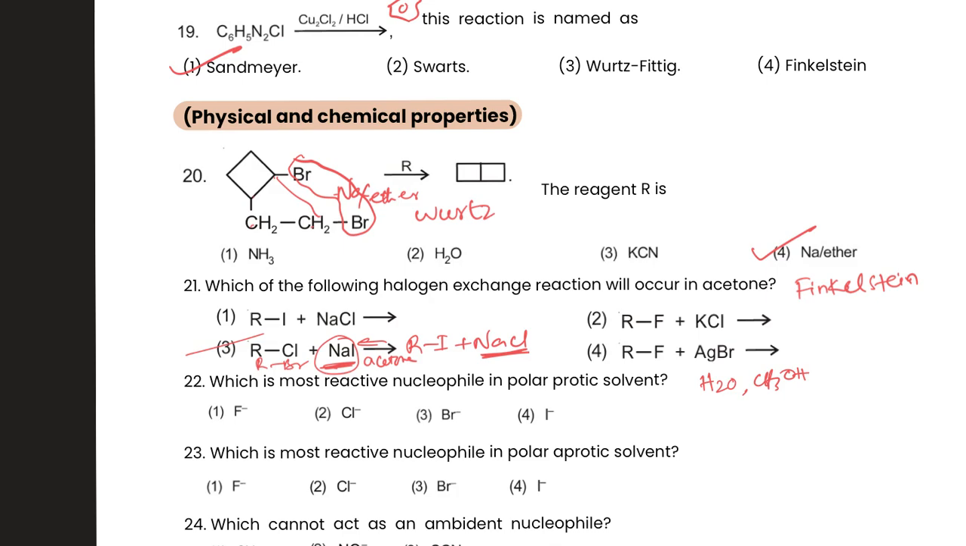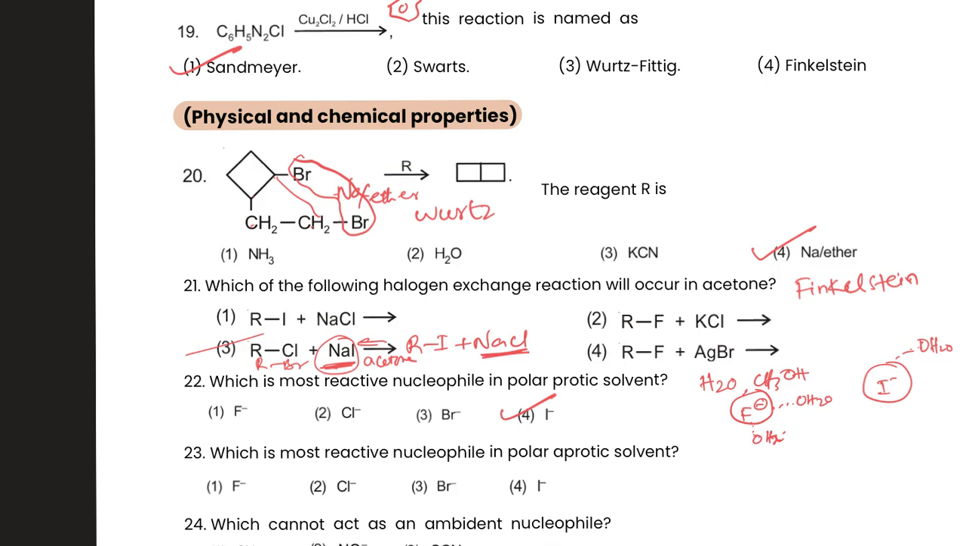In this one, F minus is smaller and more electronegative. Hydrogen bonds will form with the water molecules, so it will be totally surrounded by water molecules. That's why it has less nucleophilic character. I minus is larger in size and less surrounded by water molecules. That's why it is a good nucleophile, meaning the fourth one.